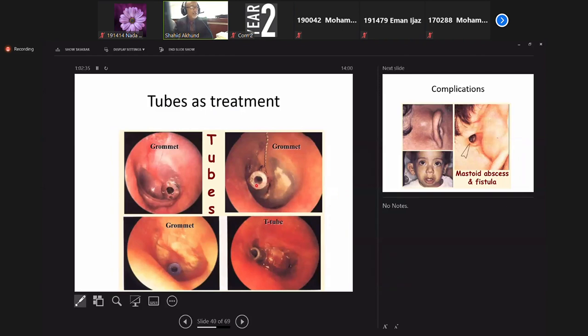Now, these are some of the tubes that you must have learned in your clinical session, that if there is continuous infection, you can put these tubes there, so there is air passing on both sides of the tympanic membrane. Until the infection is completely healed, with time these tubes may be replaced, or they can just fall off.